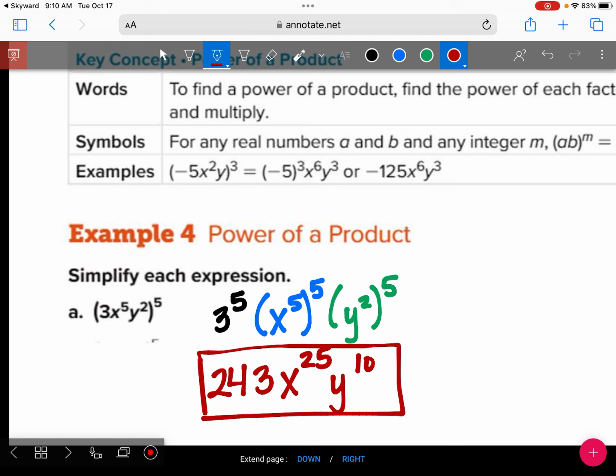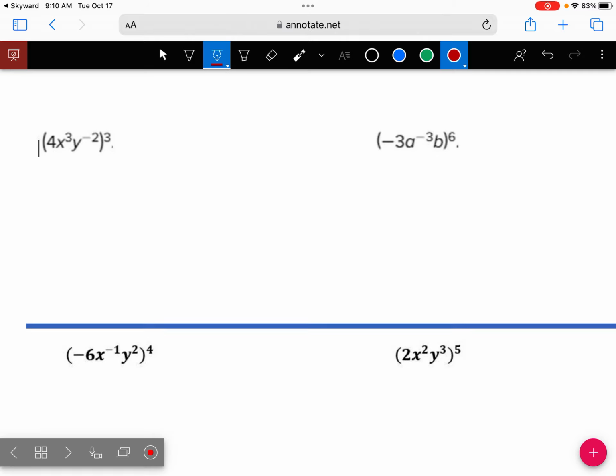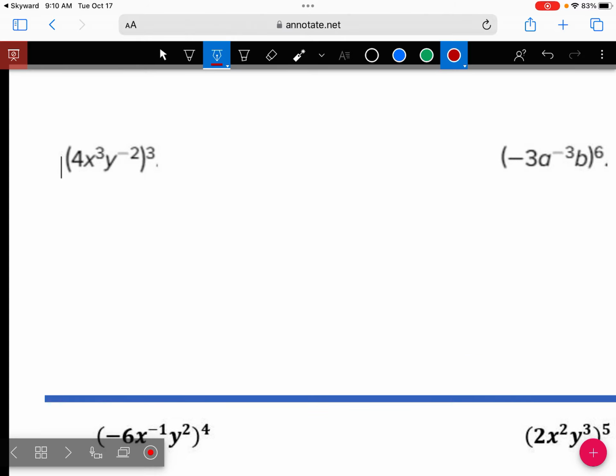All right, take a minute. Any questions about how we work through that? Okay, we got a couple more. So at the bottom of page 5, we have this one. Let's go ahead and do this one.